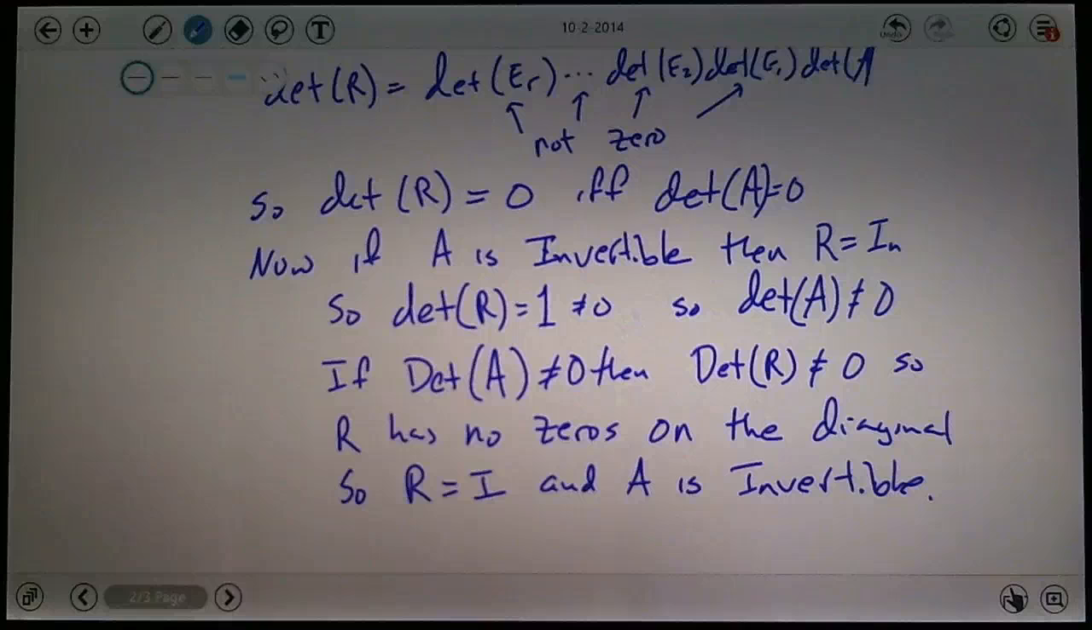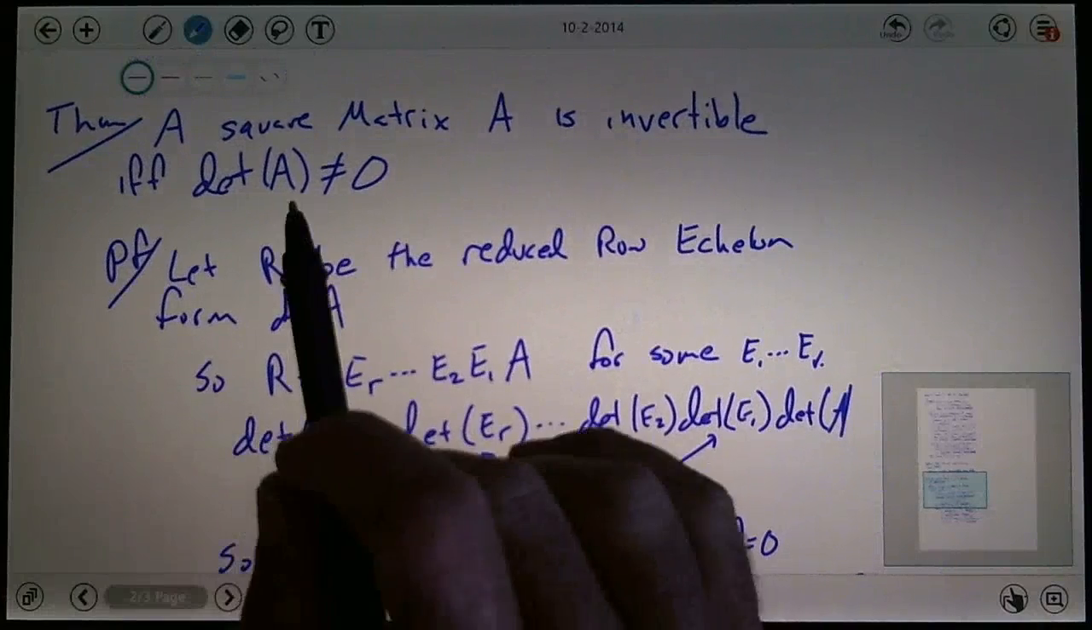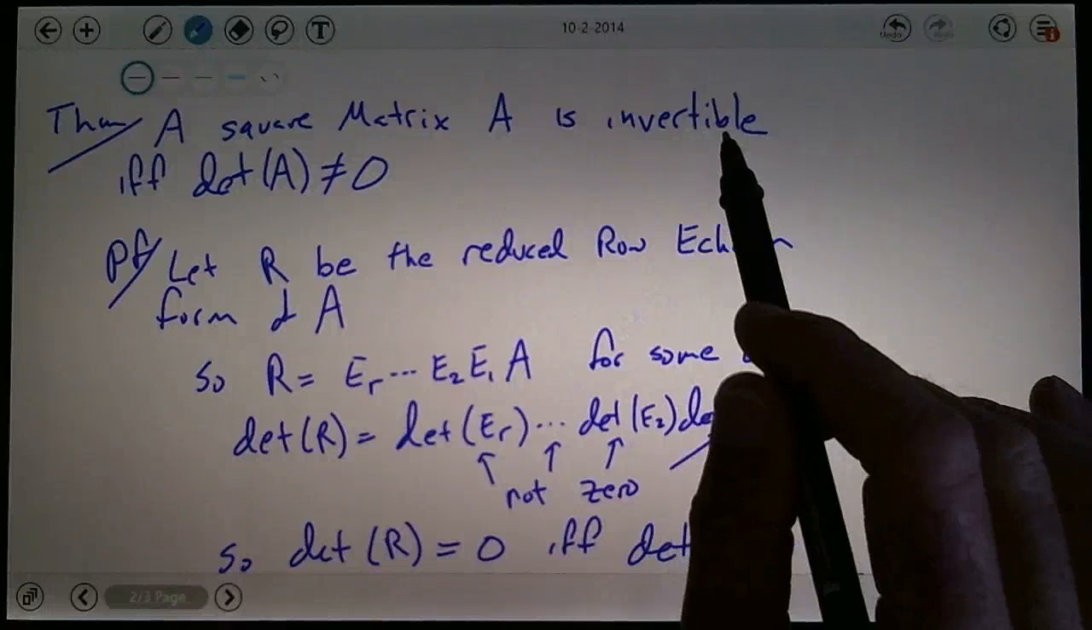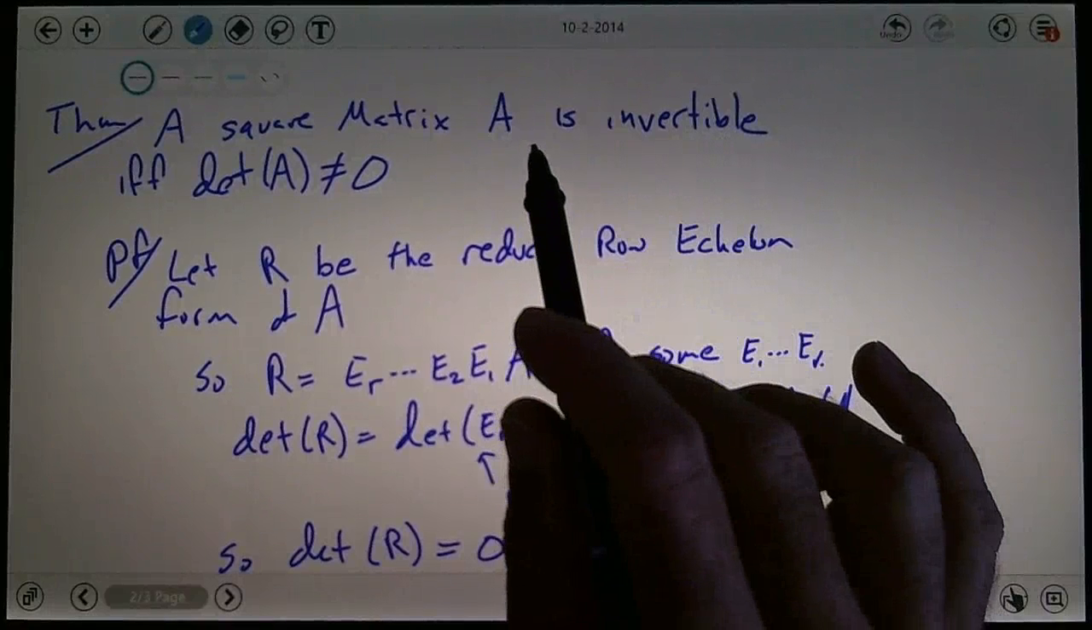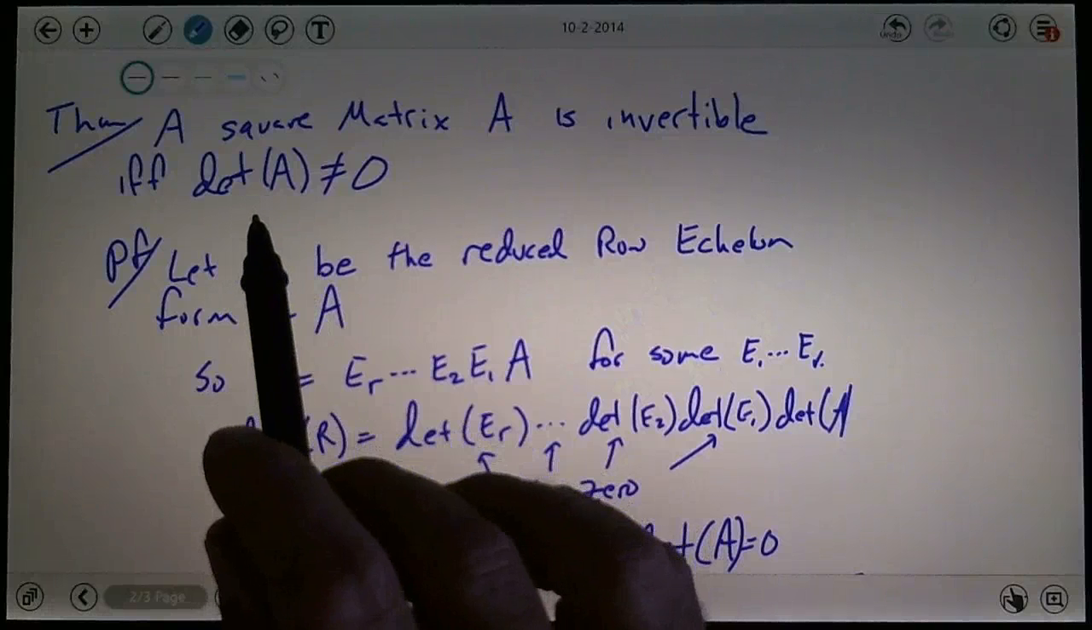Okay. This is something we're going to use a fair amount. It fits in with our equivalent statements, right? We had a whole bunch of things that were equivalent to saying that A is invertible. Now we have one more thing. A is invertible if and only if the determinant is not equal to 0.